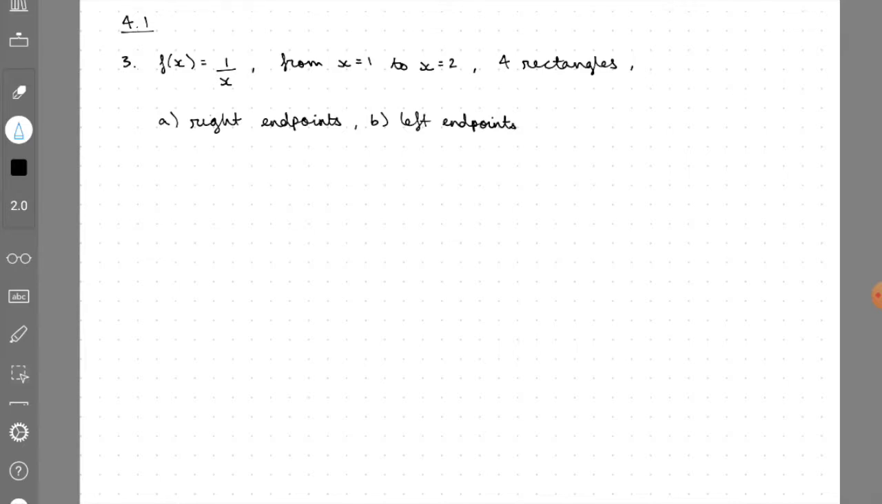Okay, so the first thing we're going to do is just sketch it to see what's going on. If you'll remember what a 1 over x graph looks like, I'm just going to draw it from 0 to infinity because it's the part that we're interested in. It's going to look something like this. And they're asking us to calculate the area from 1 to 2. So I'm going to exaggerate. Imagine this is up to scale. There's going to be 1, there's going to be 2. And we have to draw 4 rectangles.